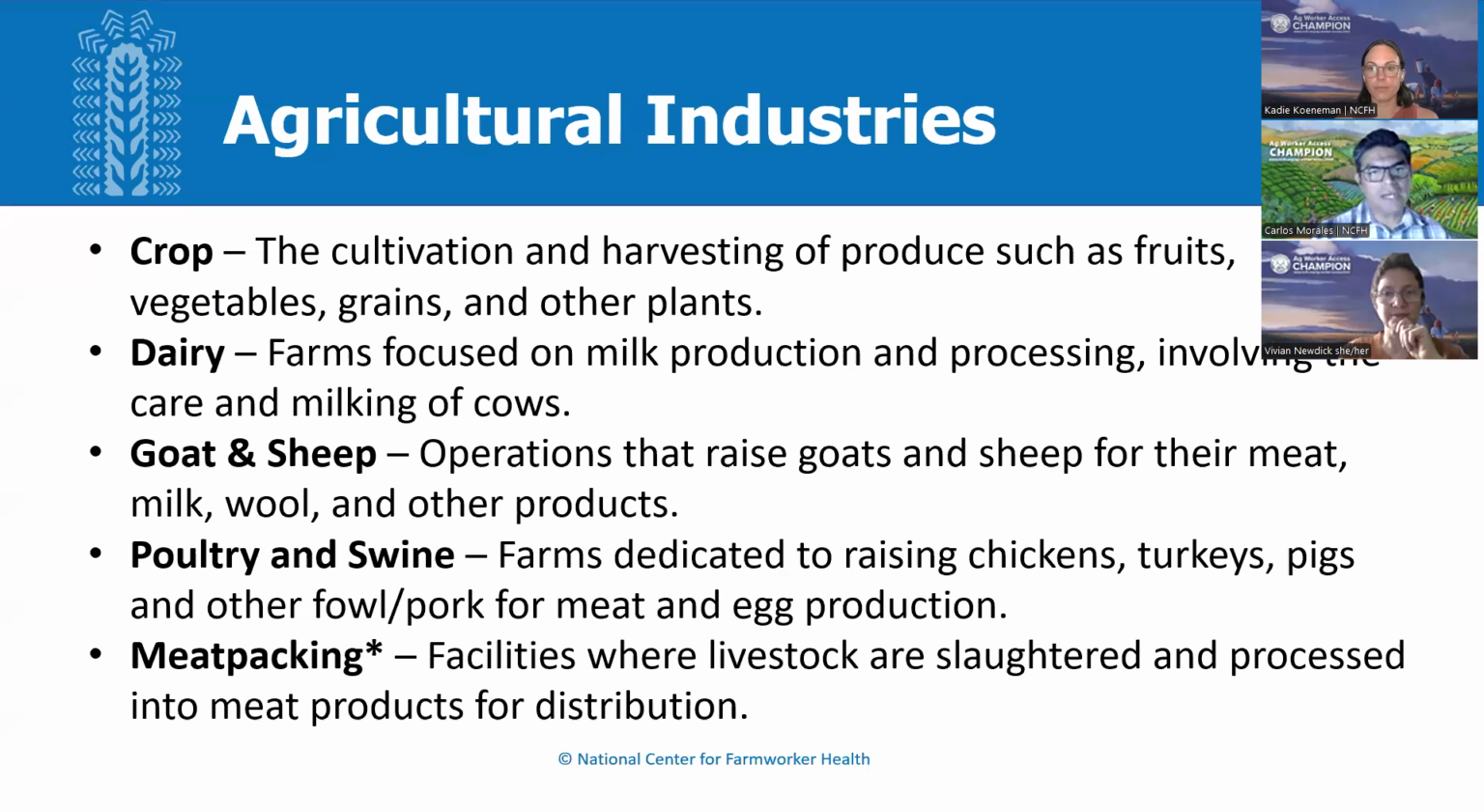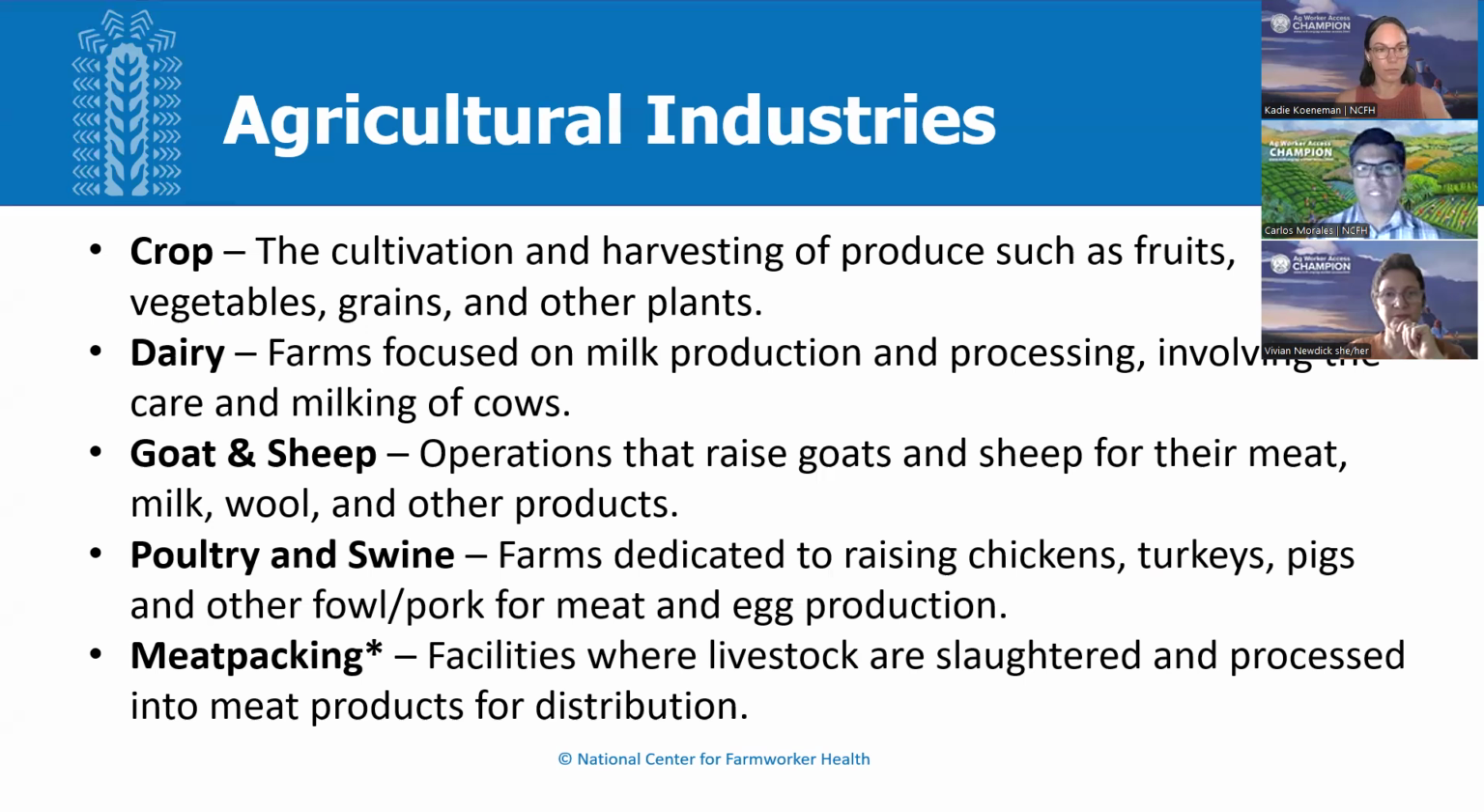Then we're talking about the dairy industry, which is farms focusing on milk production and processing, involving the care and milking of cows. Now, goat and sheep industries are operations that raise goats and sheep for their meat, milk, wool, and other products. And then we have the poultry and swine. These are the farms dedicated to raising chickens, turkey, pigs, and other fowl or pork for meat and egg production.